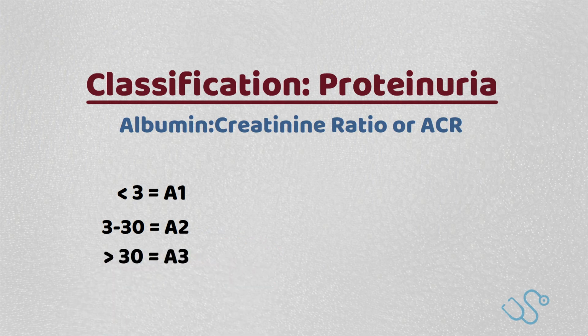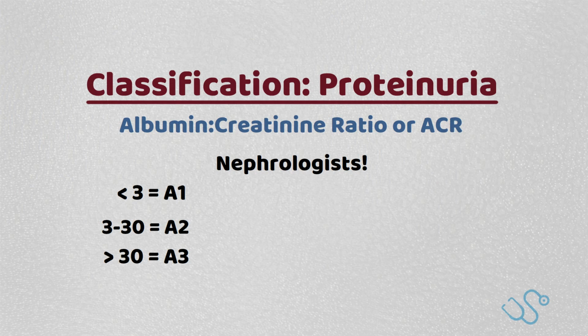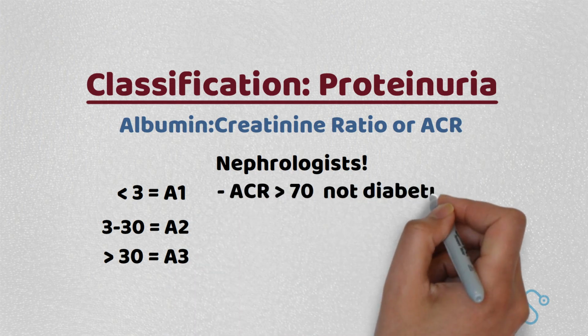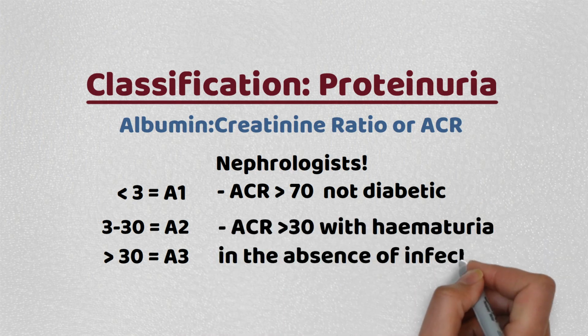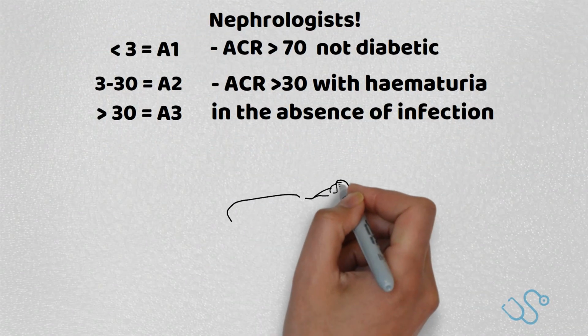This is important because it helps classify the severity of CKD in terms of protein loss, with nephrologists needing to know the patient in the following circumstances: an ACR above 70 in a patient that's not diabetic, or an ACR above 30 with hematuria in the absence of infection. Using both the GFR and ACR combined, you get a GFR classification as well as an ACR classification. Together, this helps quantify how many times a year a patient needs their renal function checked.